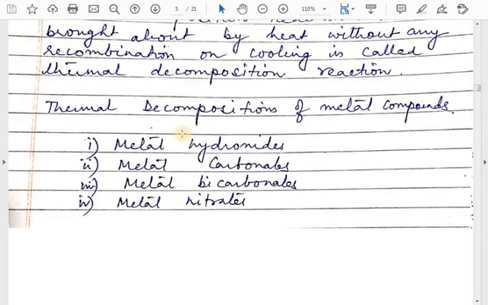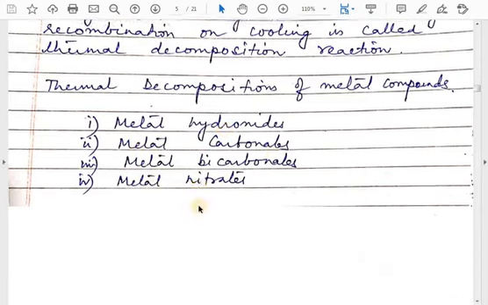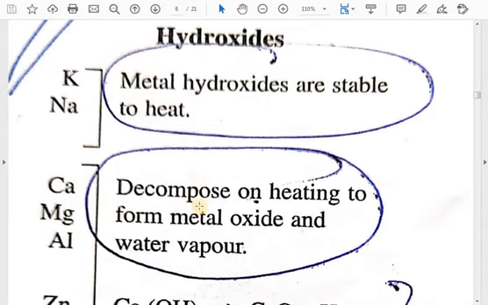The thermal decomposition of metal compounds by heat is based on their activity. There are 4 categories of metal compounds shown in your syllabus, which we will discuss: metal hydroxides, metal carbonates, metal bicarbonates and metal nitrates. Now first is your hydroxide. Just see this.